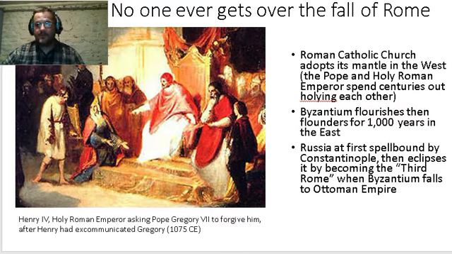So the third entity which I list here is Russia, which after Constantinople, the capital of the Byzantine Empire, fell to the Ottomans, called itself the Third Rome. So the first Rome was Rome, the second Rome was Constantinople, and the third one was Moscow. Mussolini, by the way, would call his government the same thing.